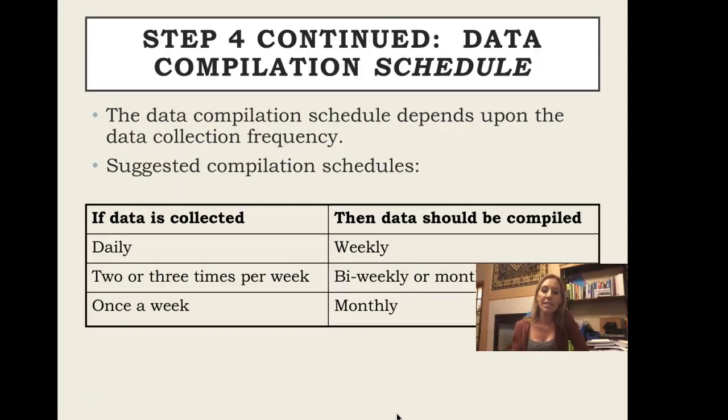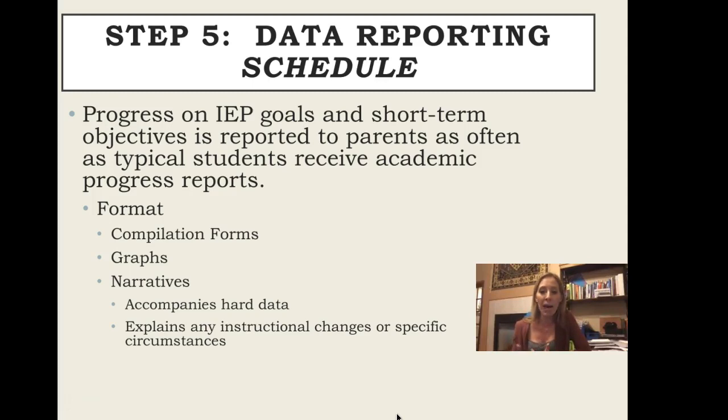So if your data is collected daily, then you should be compiling your data weekly. If it's 2 to 3 times per week, then you want to be compiling it bi-monthly or weekly or bi-weekly. And then if you're collecting data once a week, then you could compile that monthly. So this is just a little guide framework of a suggestion of some compilation schedule for you when you're going to compile your data. Step 5 is your data reporting, because you've taken all this data, now it's time to report it, right?